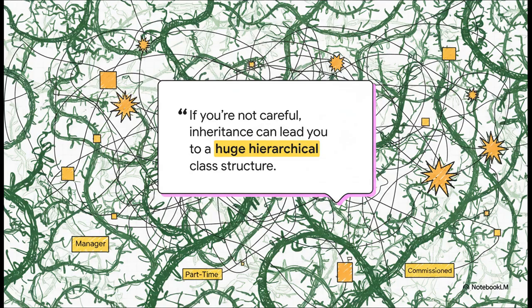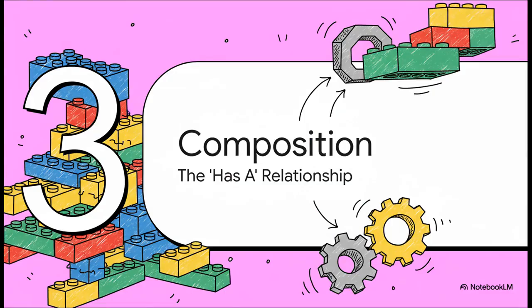Imagine your boss comes over and says, "Hey, we need a temporary, part-time commissioned manager." With a rigid inheritance setup, you might actually have to create a brand new class just for that one weird combination. And as more roles and pay types get thrown into the mix, your beautiful family tree just explodes into this tangled, unmanageable mess of code. It gets ugly fast.